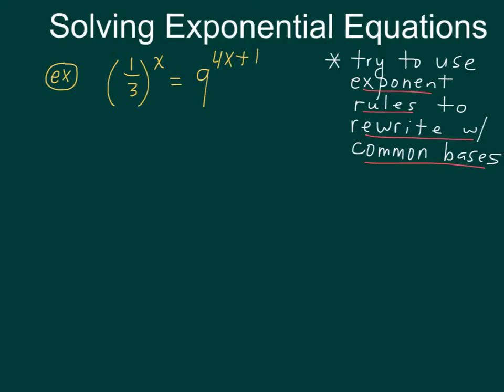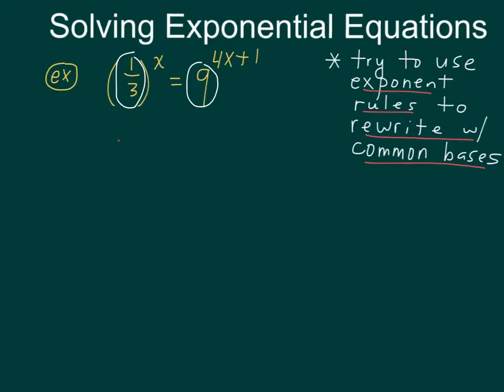Well, let's take a look at our bases. I'm talking about 1/3 and 9. We want to try to use our exponent rules so we can rewrite those as some number that is common to each. Usually your choices are going to be either 2, 3, 4, or 5. You're not really going to ever see anything other than those values for a base. So if we're talking about 1/3 and 9, hopefully the number 3 is jumping out at you.